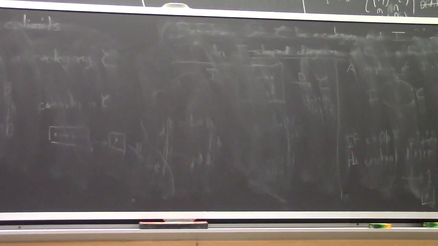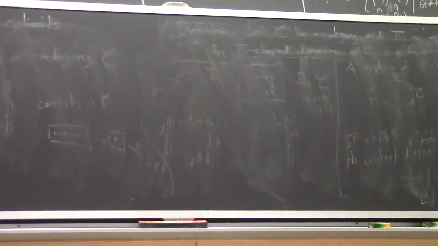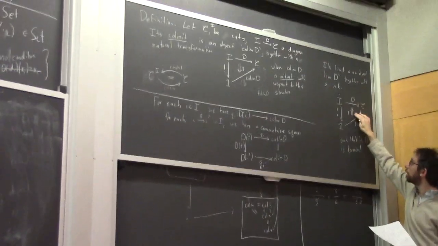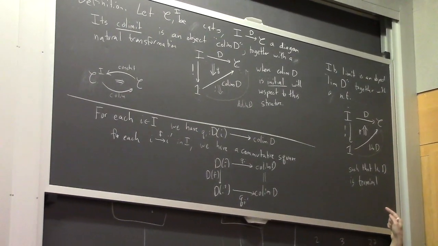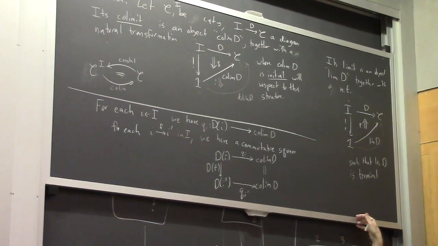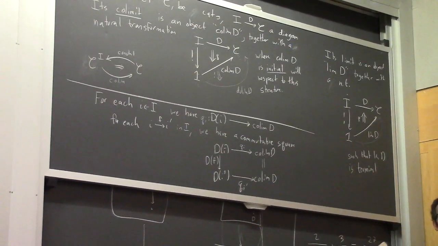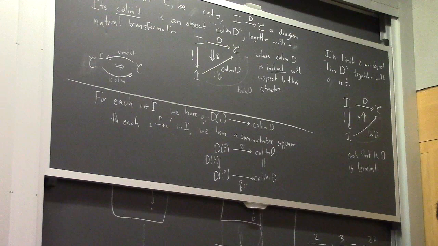Well, we need a natural transformation, but the natural transformation has no data because there's no components to look at. So this goes away, and it just says such that lim D is terminal. So it's what's called the terminal object of the category. It's an object in the category such that any other object maps to it in a unique way.